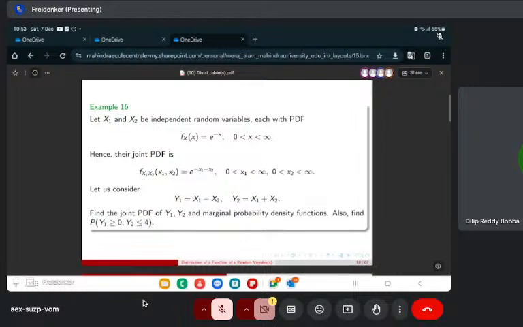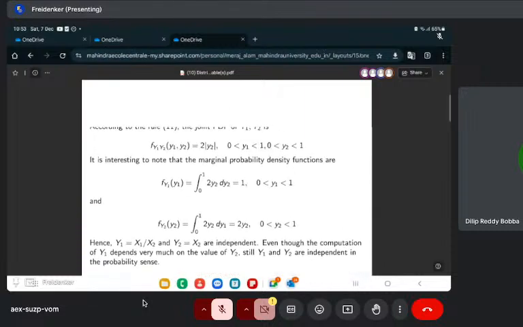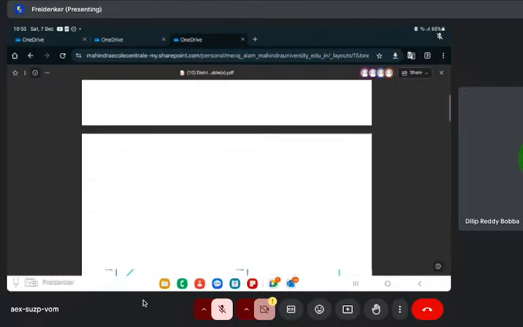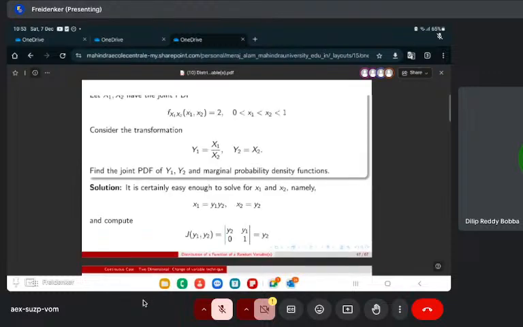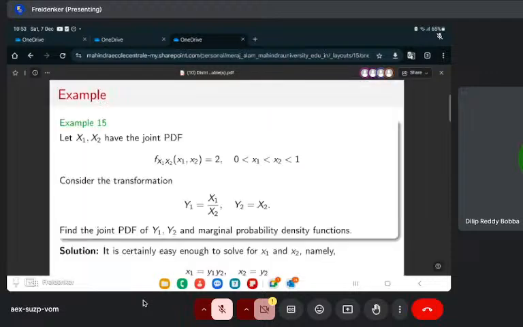Because in one form of questions, what they will do, as in the tutorial also, is give you y1, but they will not give you y2. So in those cases, you are supposed to assume your own y2 and then proceed.